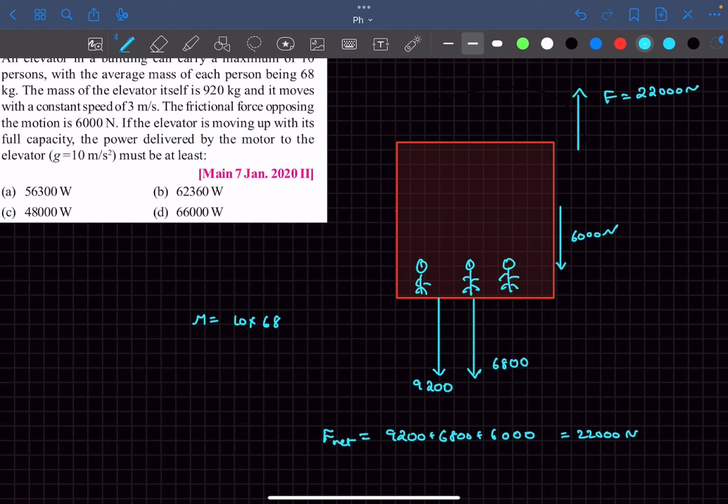So the power that must be delivered by the rope should be equal to the dot product of force and the velocity. And the force is going to be 22,000 multiplied by the velocity of the lift, which is given to be 3. So the answer would be 66,000 watts. And that would be option D.